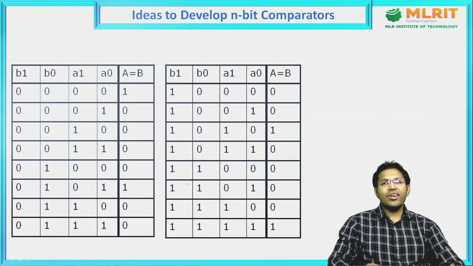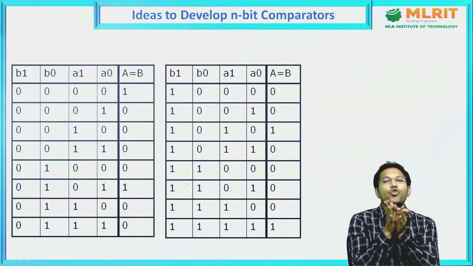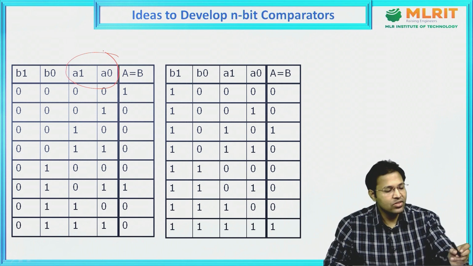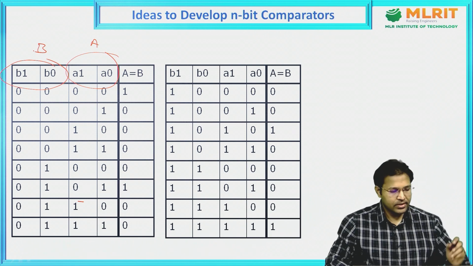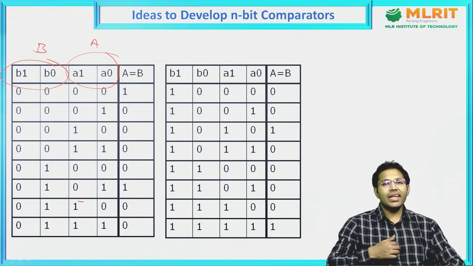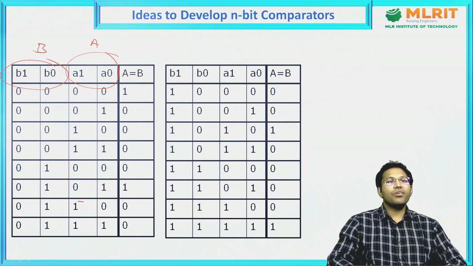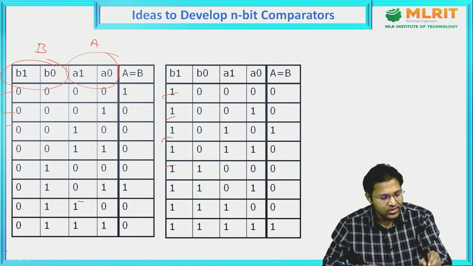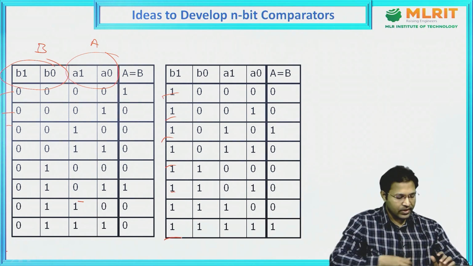Now this idea of a 1-bit comparator we can easily extend to an n-bit comparator. Let us start with a 2-bit comparator. 2 bits means the input A is of 2 bits and the input B is of 2 bits. So in total there are 4 inputs, and the total number of combinations will be 2 power 4, which is 16. We have 16 combinations of input, and all of you can count that.